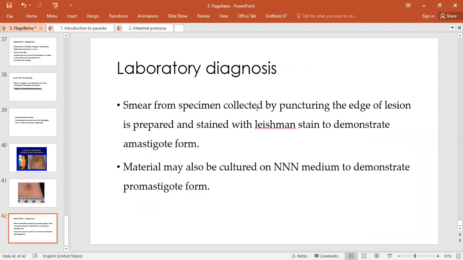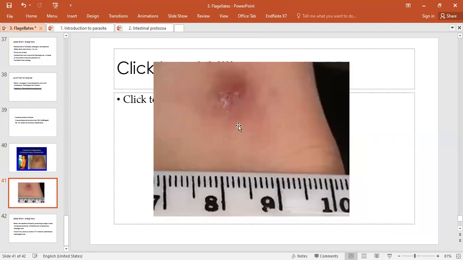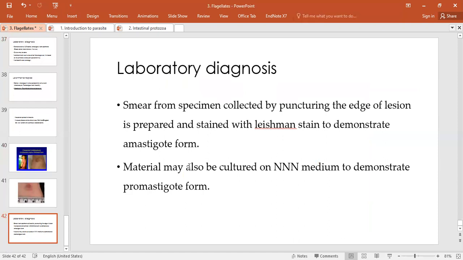The laboratory diagnosis of Leishmania tropica is a smear from a specimen collected by puncturing the edge of the lesion. We see this lesion, we puncture the edge of it, take a small sample, and view it under a microscope for diagnosis. The material may also be cultured in NNN medium to demonstrate the promastigote form.